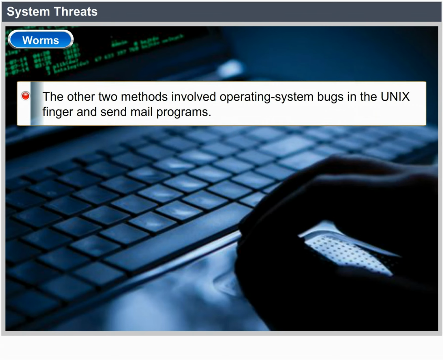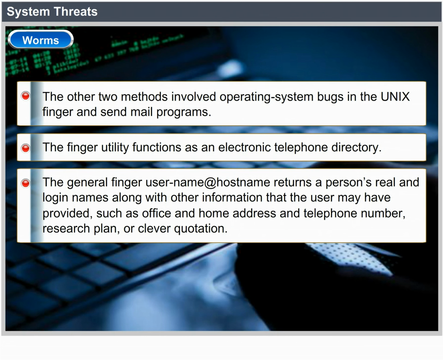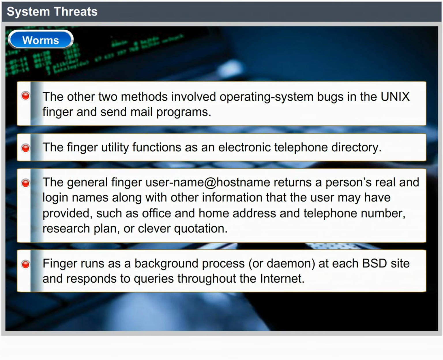The Finger utility functions as an electronic telephone directory. The command "finger username@hostname" returns a person's real and login names along with other information that the user may have provided, such as office and home address and telephone numbers, research plan, or clever quotation. Finger runs as a background process or daemon at each BSD site and responds to queries throughout the Internet.